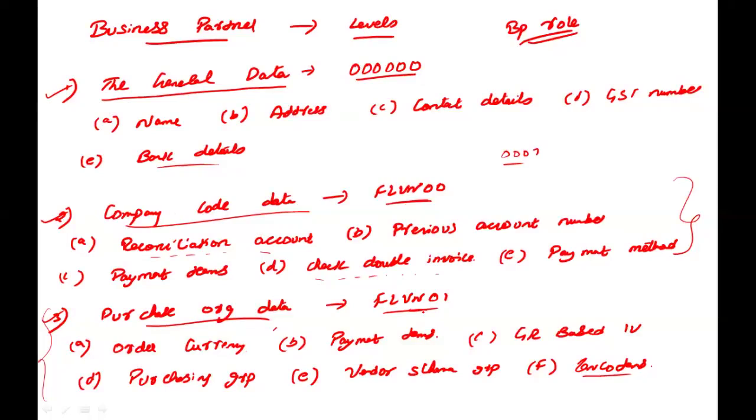Now, there could be a case. One supplier is working for multiple company codes, or one supplier is working for multiple purchasing organizations. So the supplier is created in one general data, and it can be extended for multiple company codes and multiple purchasing organization data. In that case, all this information can be different from company code to company code, purchasing organization to purchasing organization.